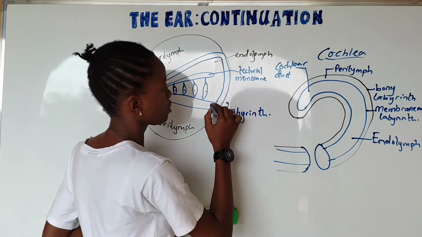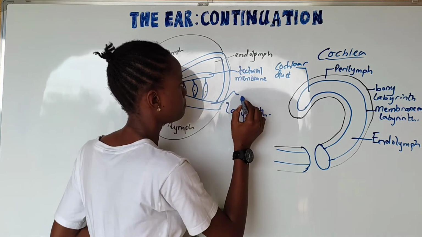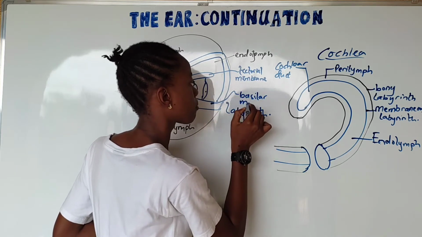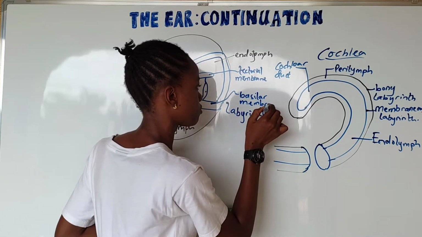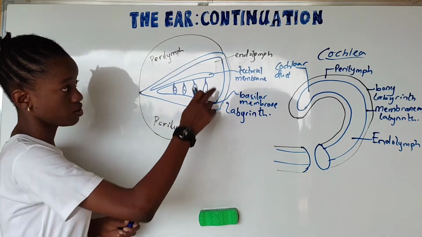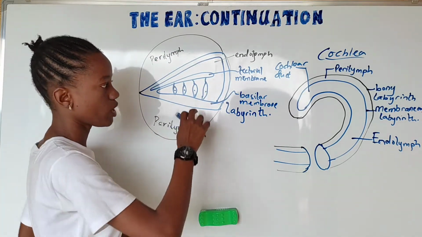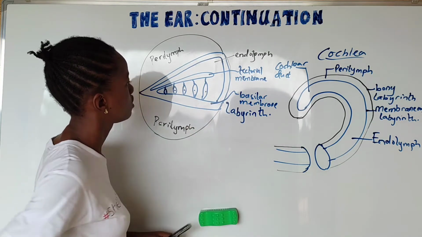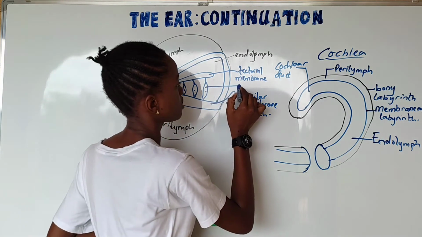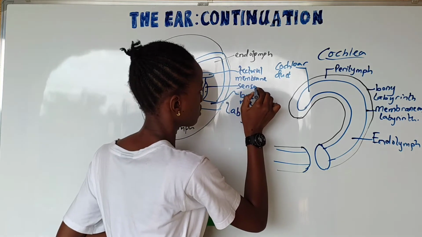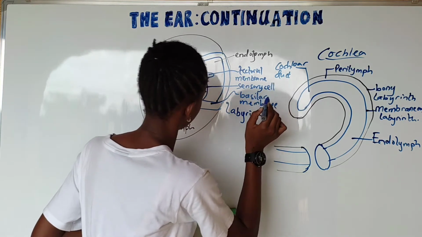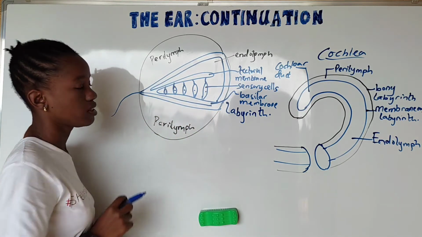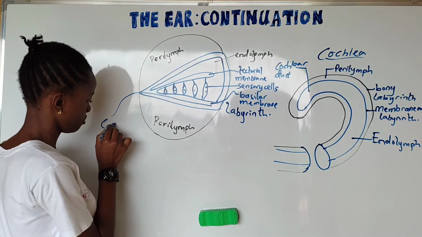While this part below we are going to call the basilar membrane. Now, between the tectorial membrane and the basilar membrane, we have a group of cells called the sensory cells. And lastly, we have the nerve that comes out here, and this is the cochlear nerve.